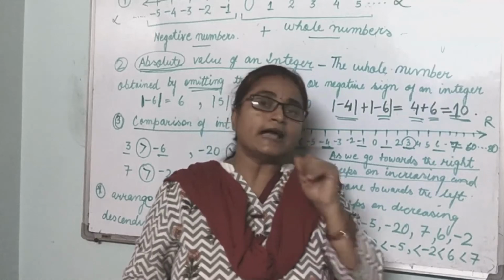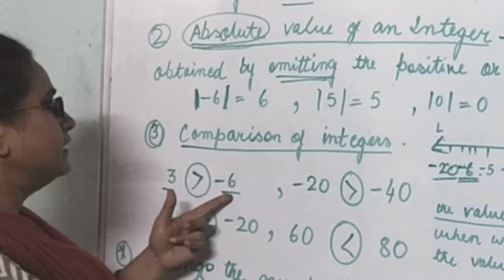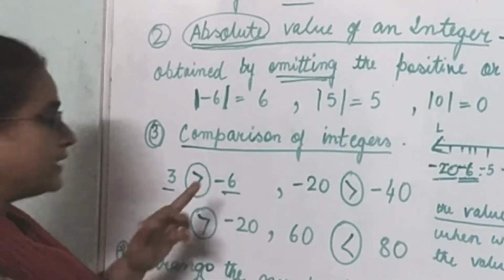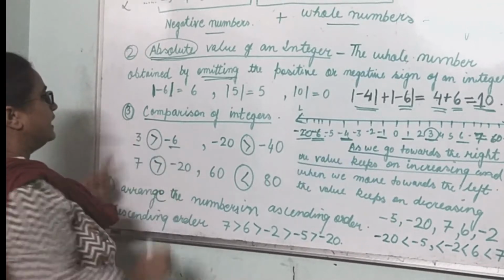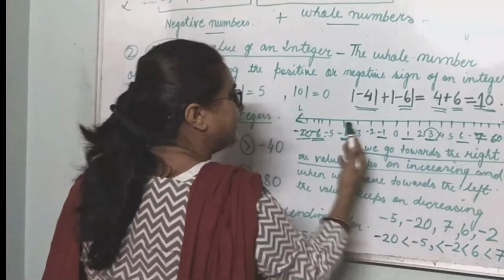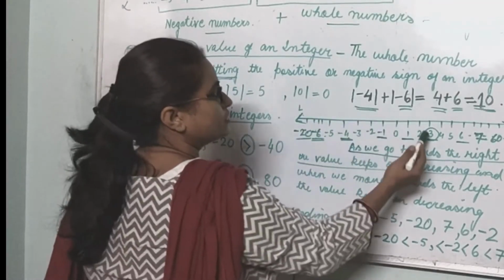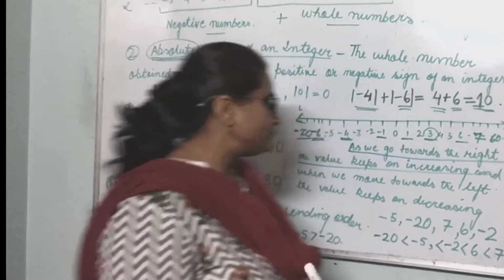Children, don't consider the absolute value. Here, the absolute value of minus 6 is 6. But we are supposed to see the sign also. We will see minus 6 and 3. 3 is positive. So positive is on the right-hand side, negative is on the left-hand side. The one which is present on the right-hand side has a greater value.